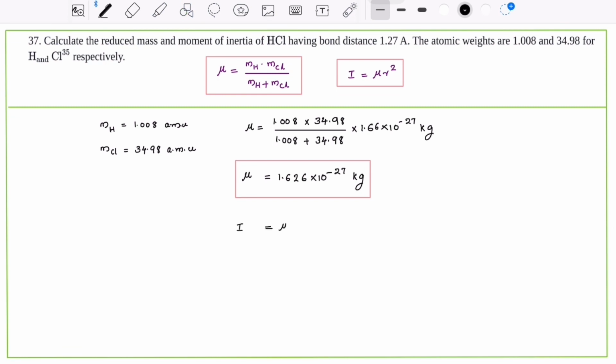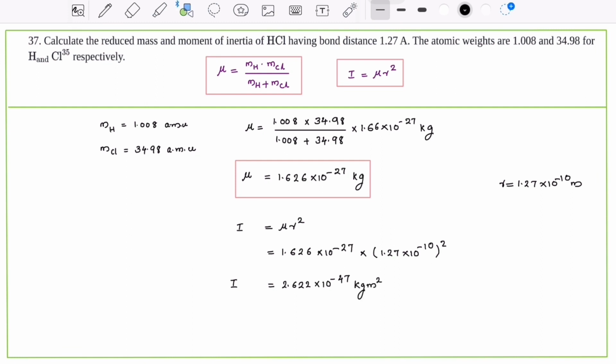Now let us find out the moment of inertia I, that is equal to mu r square. Mu is equal to 1.626 into 10 raised to minus 27. In the problem, R is given as 1.27 angstrom. That is 1.27 into 10 raised to minus 10 meter. Therefore, I is equal to 2.622 into 10 raised to minus 47 kilogram meter square.